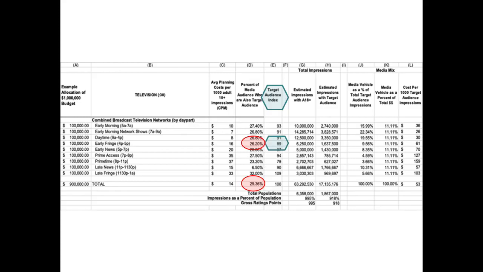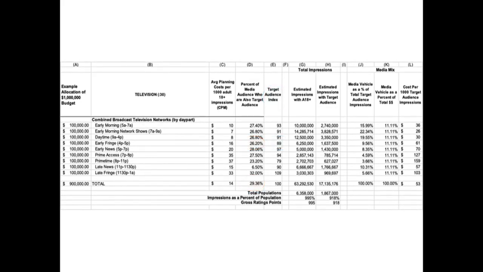Using the same formula, we also see that watchers of late fringe television have an index score of 109 for the target audience. So we can say that viewers of late fringe television are 9% more likely than the average adult to be a part of our target audience. That's it! Now you are ready to start planning.